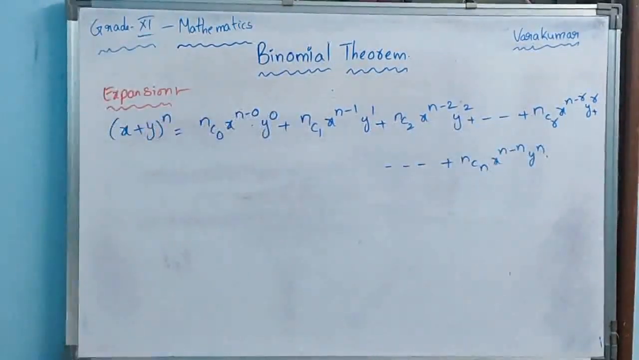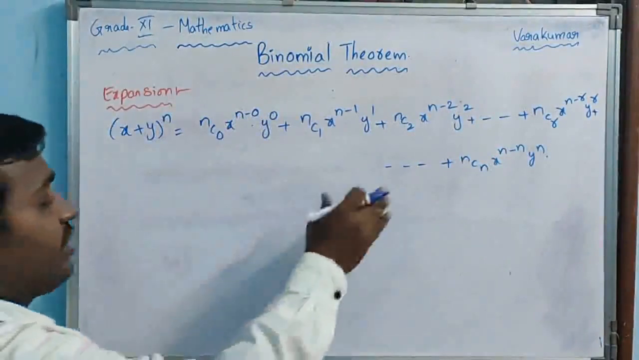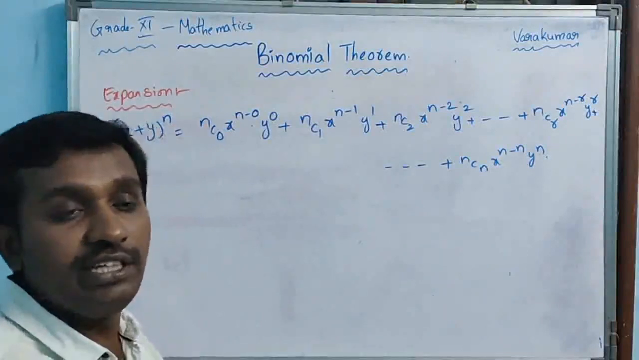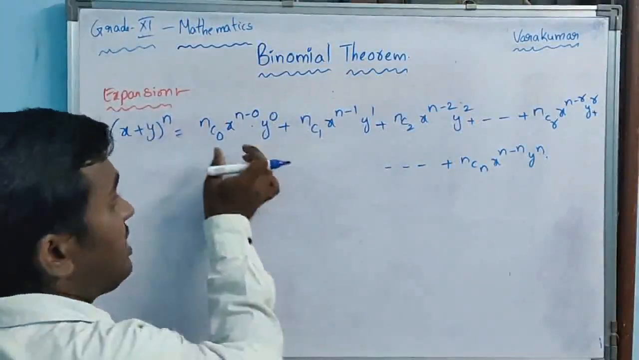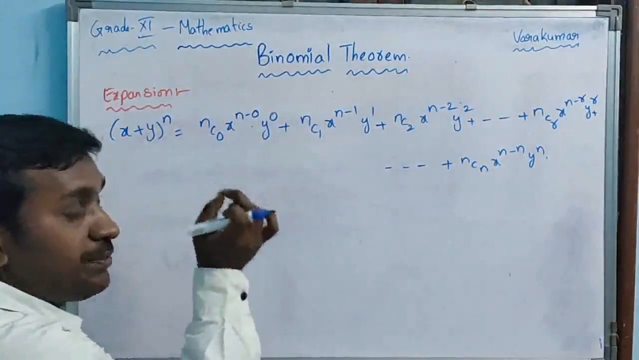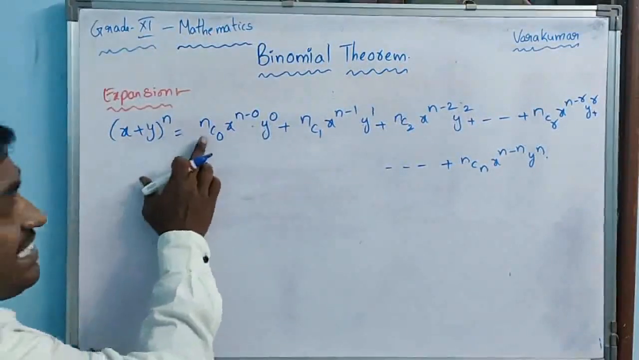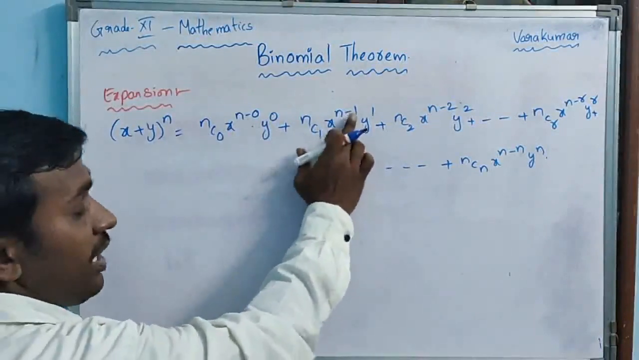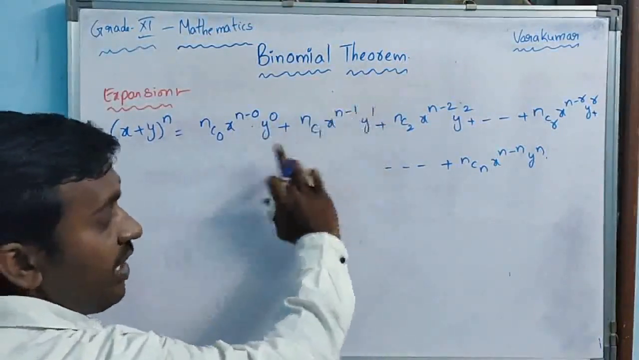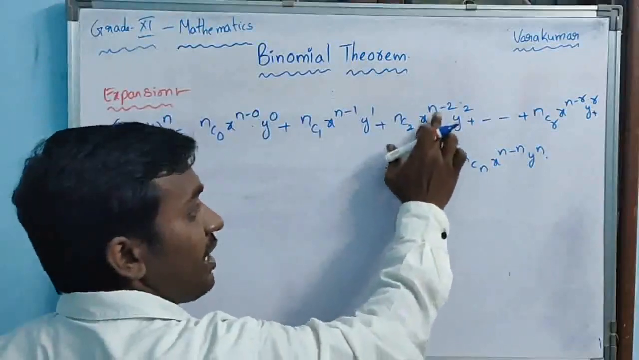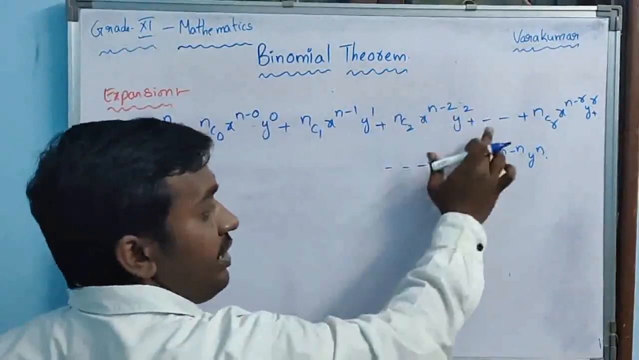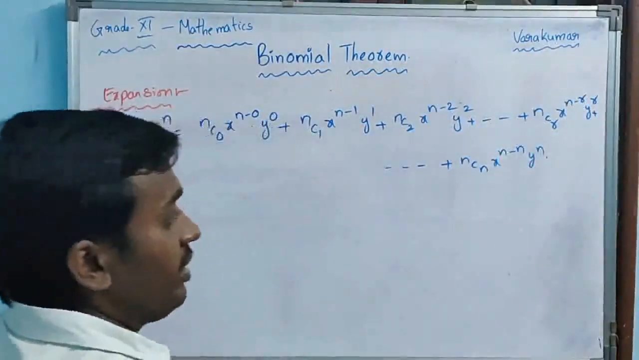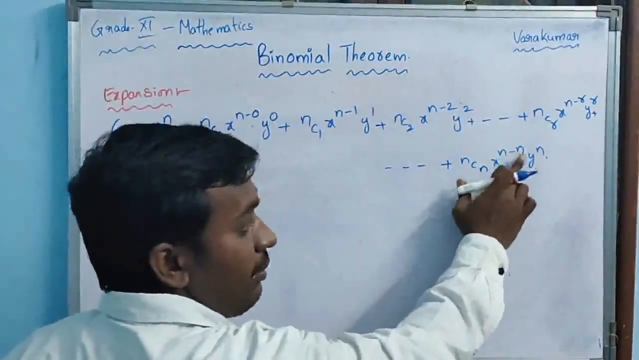So what I said, n + 1 terms will be there. If you know the n value, clearly we can say how many terms are there. Definitely one term will be extra. Once again: nC0, x power n minus 0, y power 0; nC1, x power n minus 1, y power 1; nC2, x power n minus 2, y power 2, and so on; nCr, x power n minus r, y power r, and so on; nCn, x power n minus n, y power n.